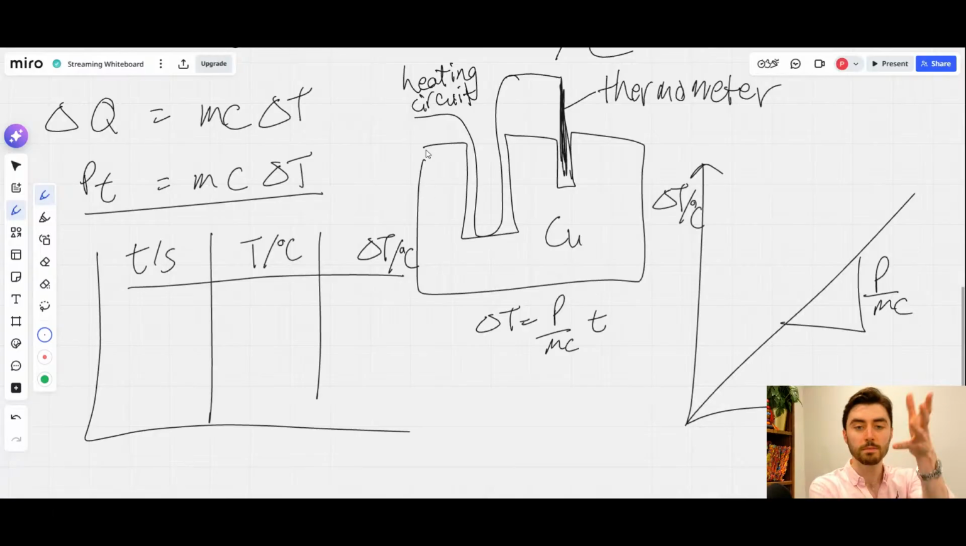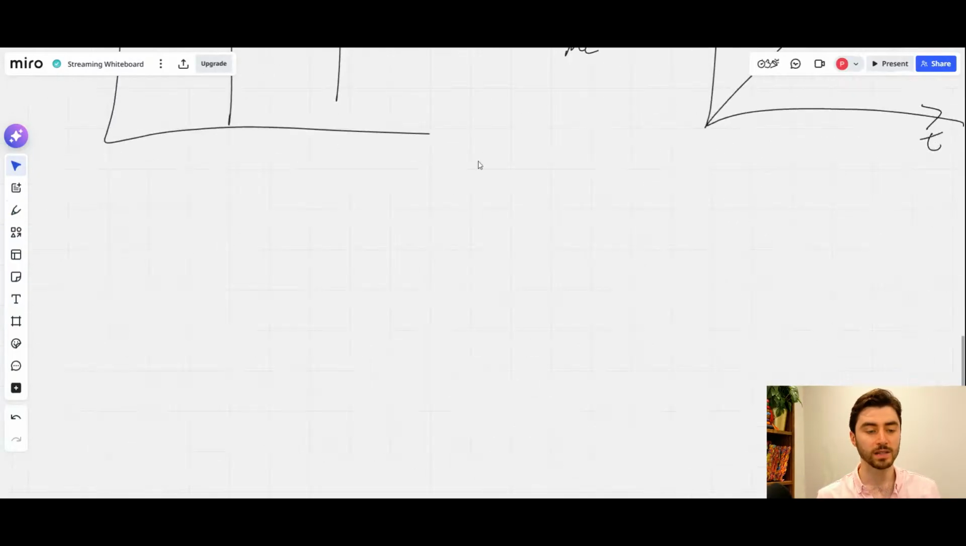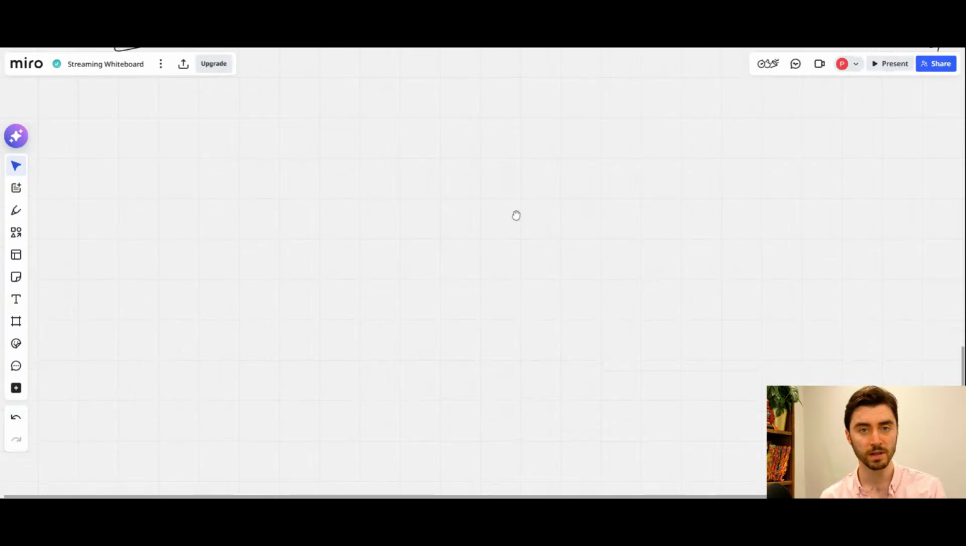So by measuring the mass of the block in kilograms using an accurate scale, and by knowing the constant power supply, by measuring the gradient, you can work out the specific heat capacity for your given solid. Really good experiment, that.